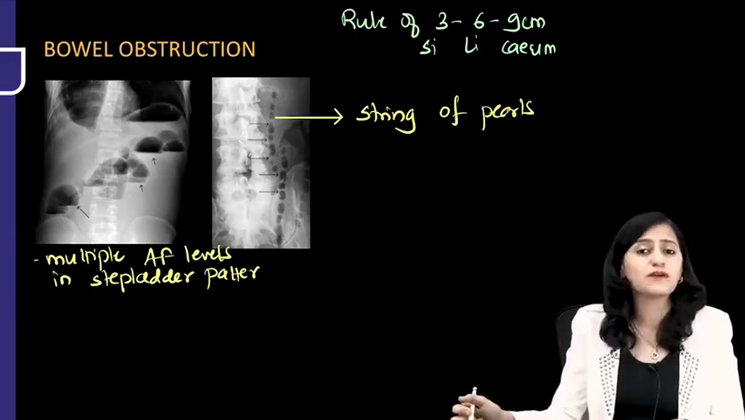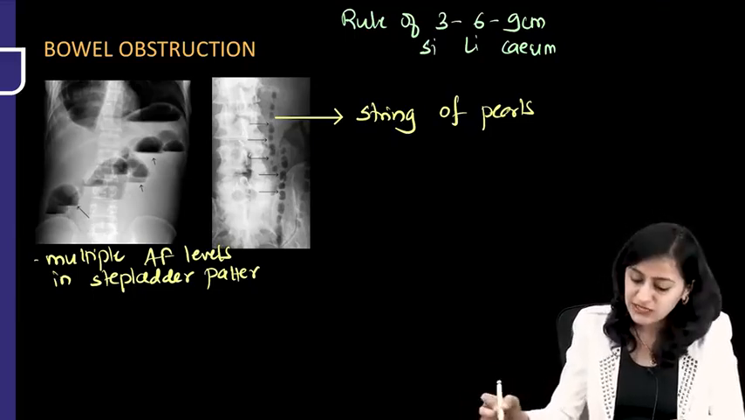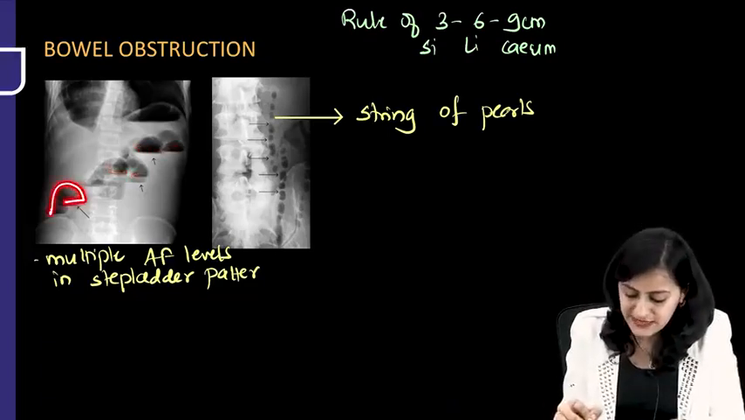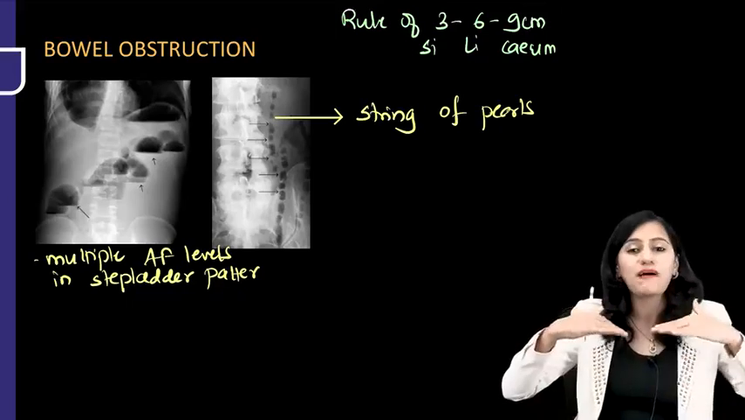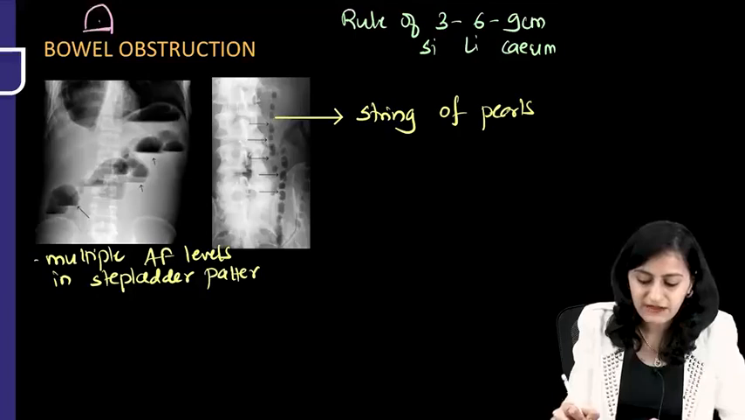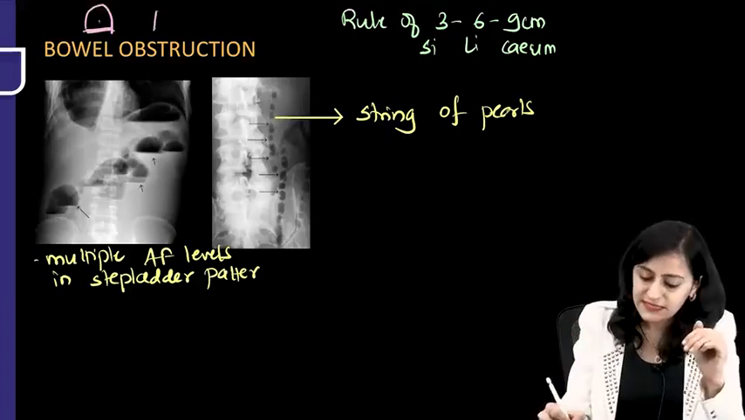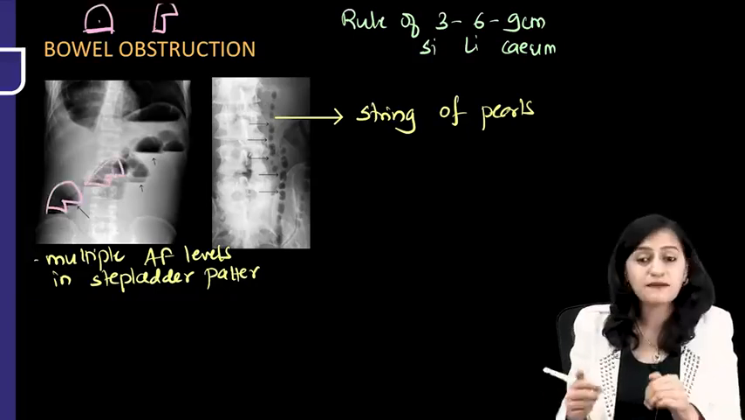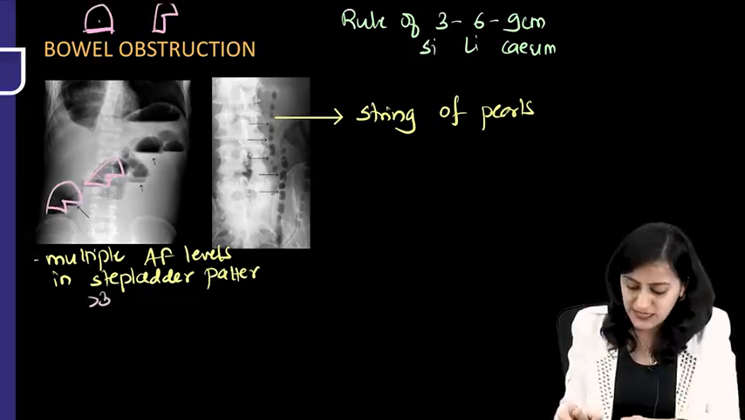Now going to the next one, bowel obstruction. So what do we see with bowel obstruction? In small bowel obstruction, there are multiple air fluid levels in the step ladder pattern. They are not balanced air fluid levels. The air fluid level is not like this. The levels are not at the same level. It is the step ladder pattern. So multiple air fluid levels in the step ladder pattern, more than 3 is abnormal.